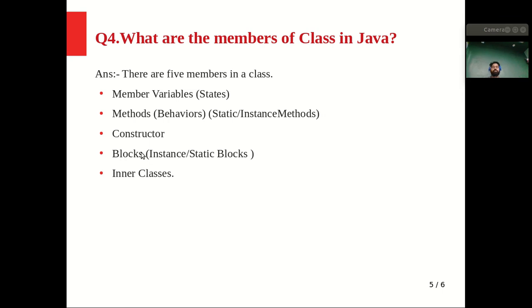So blocks can be of two types. There can be an instance block and there can be a static block. Instance blocks are defined without any static keyword, with curly braces, but a static block must start with a static keyword and then curly braces, and inside the curly braces we have to define the work of that block.